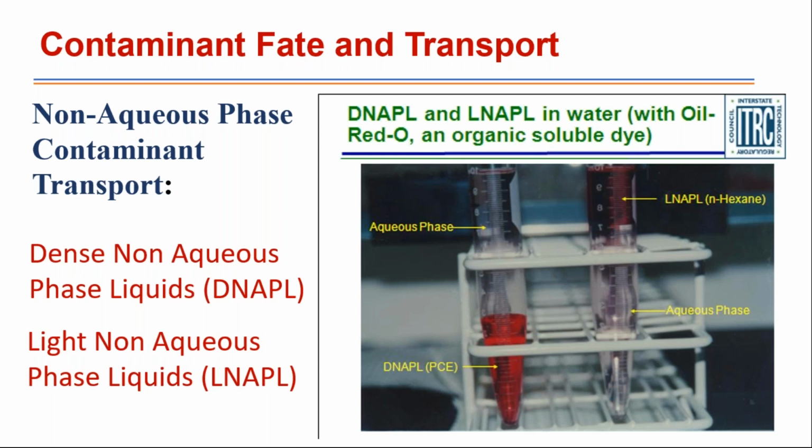So one that I've talked about a number of times is non-aqueous phase contaminant transport. Now, this is really important, and a lot of these sites have very long-lived plumes because of the non-aqueous phase liquid. You have two types: dense non-aqueous phase liquid and light non-aqueous phase liquid. Look at the picture on the right, there's LNAPL hexane. We're all familiar with LNAPL being gasoline or fuel oil. It floats on top of the water table.